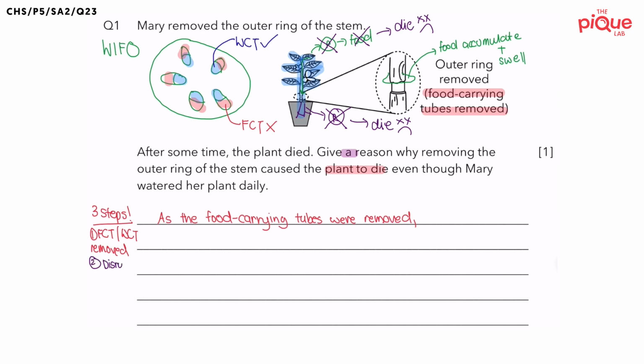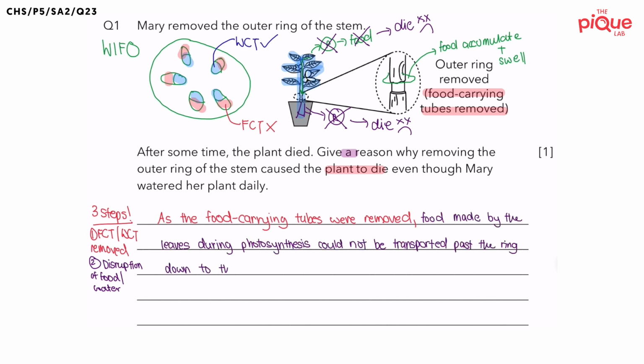Now we are done with step 1, let's move on to step 2. For step 2, you need to tell me if there is a disruption of food or water. Was the plant unable to transport food or was the plant unable to transport water? And this is how I will write out step 2 of the answer. We are now done with step number 2.